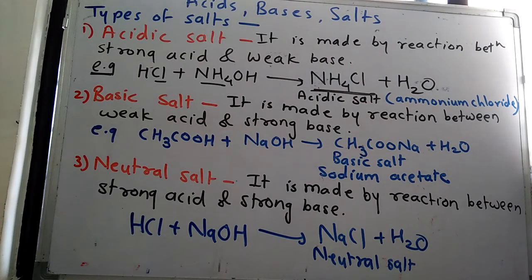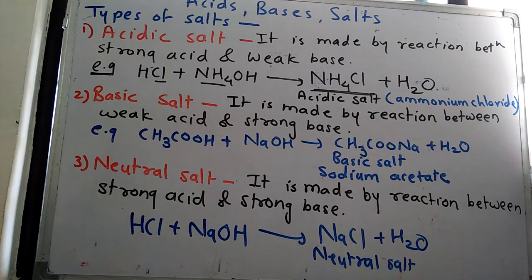Now we have to study types of salt. So there are three types of salts: acidic salt, basic salt, and neutral salt. So acidic salt is made by the reaction between strong acid and weak base. Salt is always made by the reaction between acid and base. So if we want acidic salt, we have to take the strong acid and weak base. So here the strong acid is HCl, hydrochloric acid, and the weak base is NH4OH. So this NH4 and this Cl react with each other to form NH4Cl. That is the acidic salt. The name of that salt is ammonium chloride, and the second product is always water.